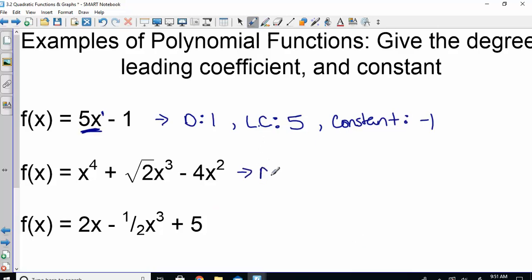Second one. What is the degree? 4. Leading coefficient? Right, you're looking at that x to the fourth term, so the leading coefficient is just a 1. What is the constant? 0. We don't have a term without a variable, so it's just a 0.